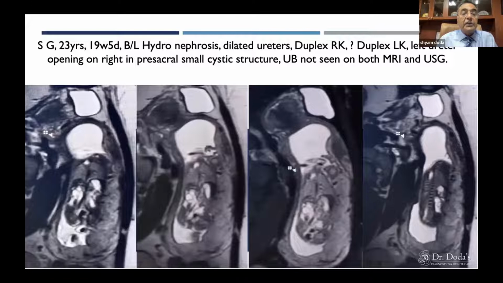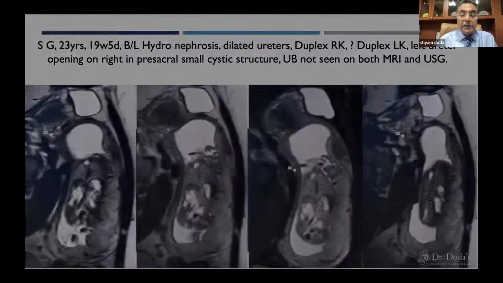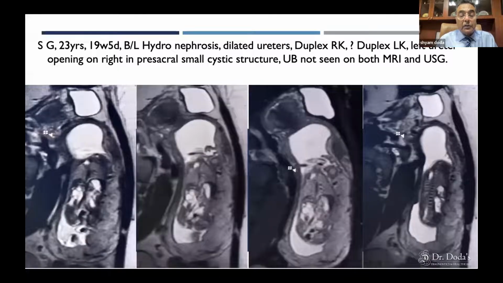Another case, 19 weeks, 5 days, bilateral hydronephrosis and dilated ureters. And on both the sides, we thought that there was duplex system, and you can see here, this side kidney showing hydronephrosis. On the other side, the kidney is showing hydronephrosis. There appears to be a duplex system here, duplex system on this side also. And lower down also, we can follow the ureters here on both sides.